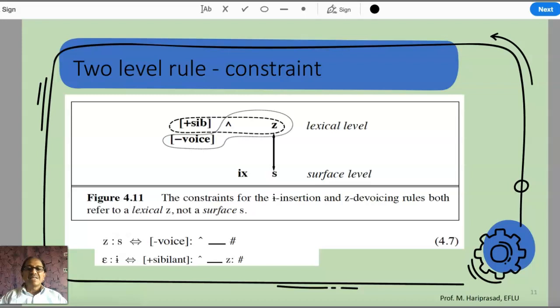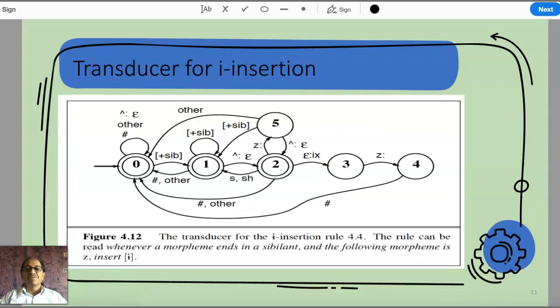Let's now see how we can represent this in terms of transducers. So here is a transducer for I insertion or E insertion. What we see here is when the morpheme boundary and then you have z, the plural morpheme, and they are preceded by a sibilant. So you have a sibilant.